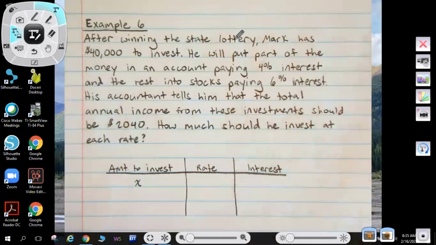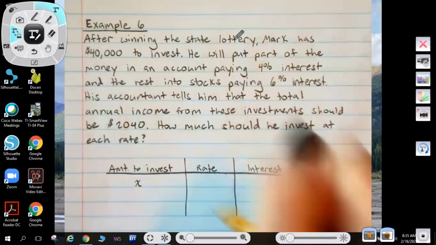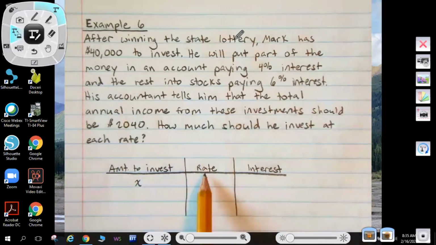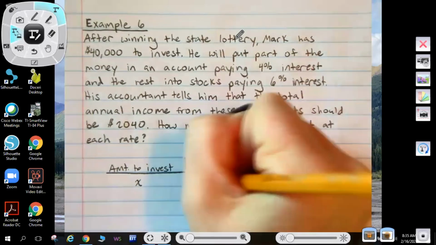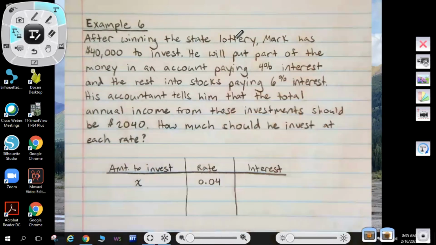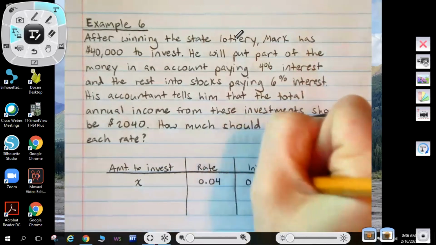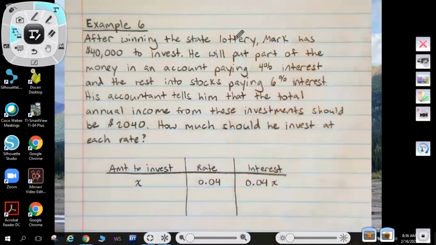So he's taking some amount and he's putting it in an account that pays 4% interest. So the rate for this account is 4%. Let's go ahead and change that to a decimal. So the rate is 0.04. So the interest that he's going to get from this investment will be the rate times whatever the amount is that he decides to put in. So 0.04x.